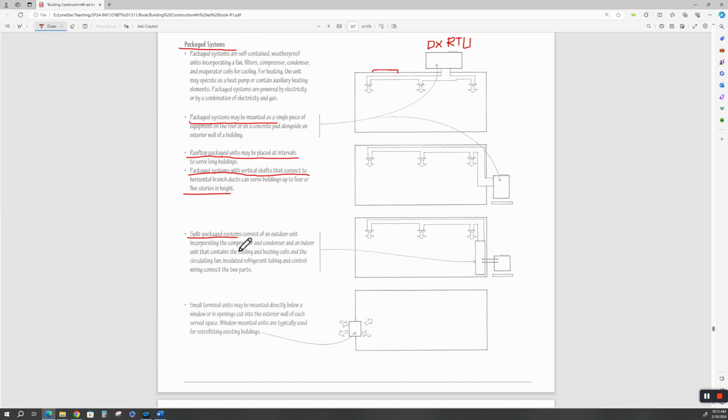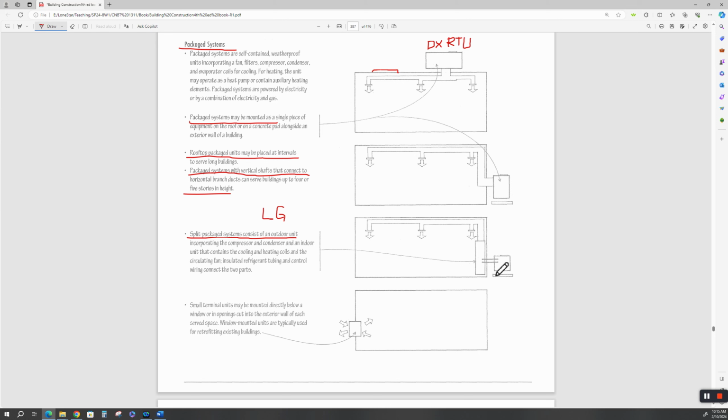Split package units consist of an outdoor unit incorporating the compressor and condenser and an indoor unit that contains the cooling and heating coils. Now, you may have seen some of these advertised by LG. Life is Good, LG. LG has a neat little system. You can do it yourself if you're a DIY person. You can get these through Lowe's, Home Depot. Just go out and look at LG, get on Google, and you'll see a lot of people that will do that for their shops, garages, or their second-story houses that the normal HVAC system isn't keeping up to the loads.